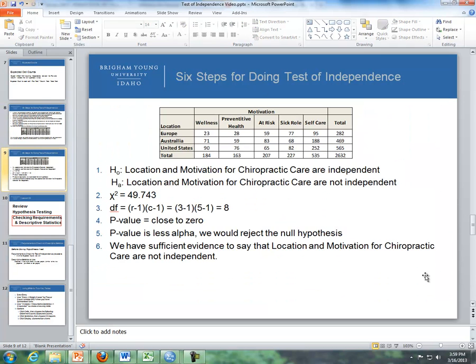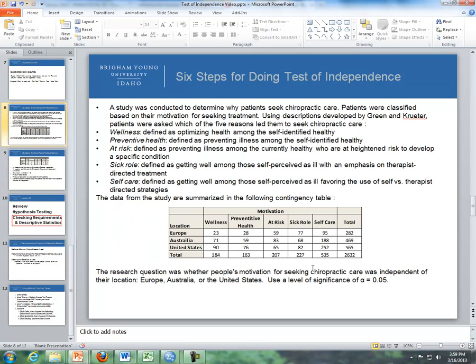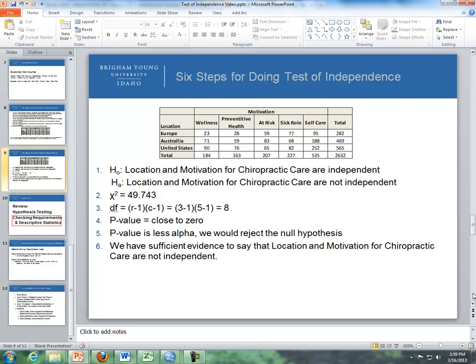So then, let's go through the six steps. If you want to stop the recording and go through this on your own, type in your data, whether it's Excel or SPSS, you can do that. Okay. So let's go through the six steps. So step number one is state the null and alternative hypotheses. So the null is that location and motivation for chiropractic care are independent. The alternative is location and motivation for chiropractic care are not independent.